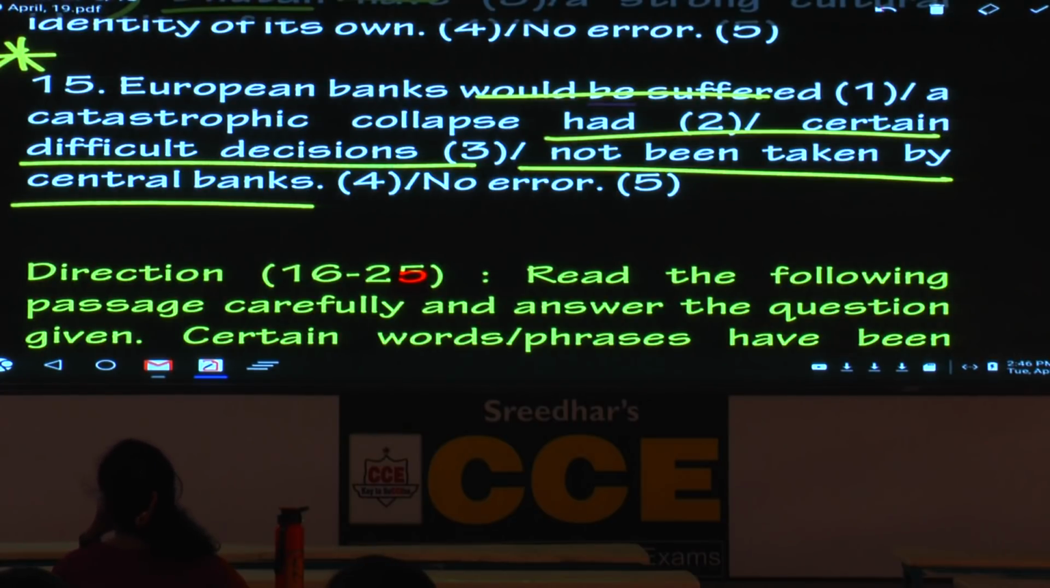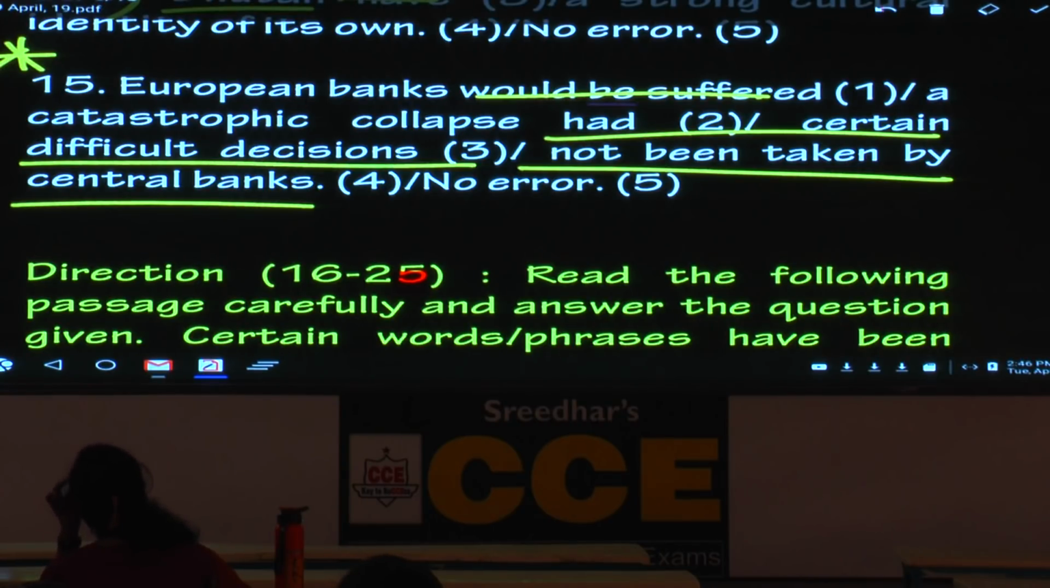I will give the choice. Related to conditionals, related to tenses, related to passive voice, related to parts of speech. It should not take so long. It is related to conditionals.